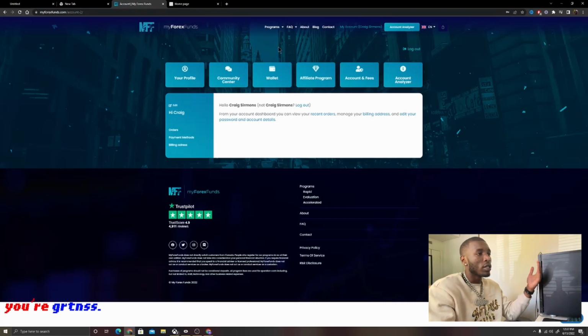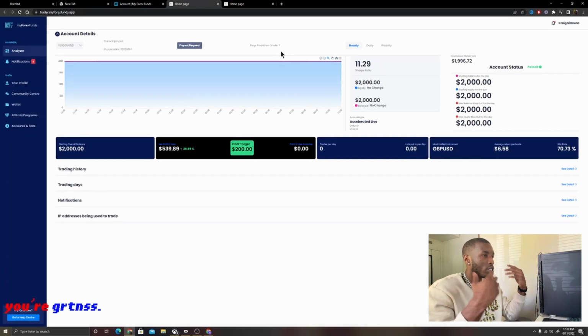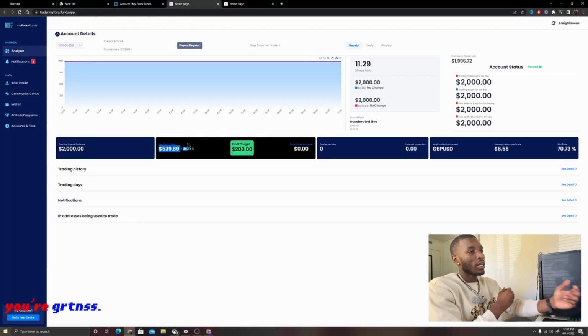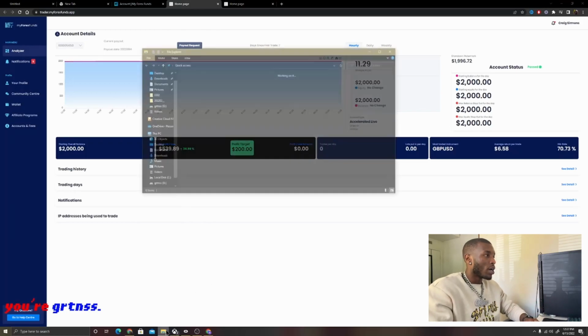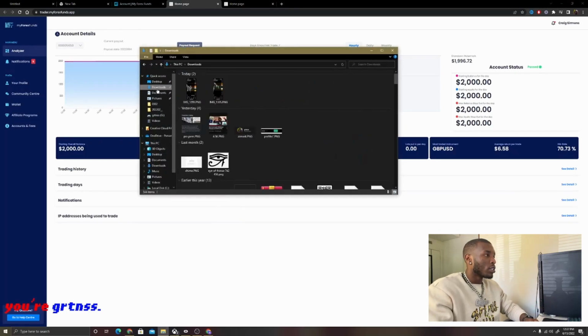But once you log in and you are here, you're going to click Account Analyzer. And once you click Account Analyzer, this is what's going to pop up. This is the $539 that I made profit. And I'm going to now show you the setup and what I traded and how I did trade that. So I have it up here.